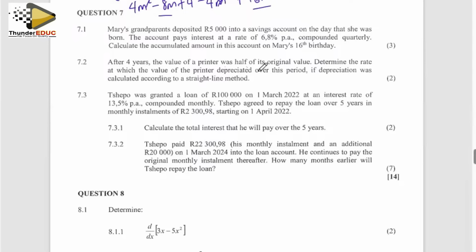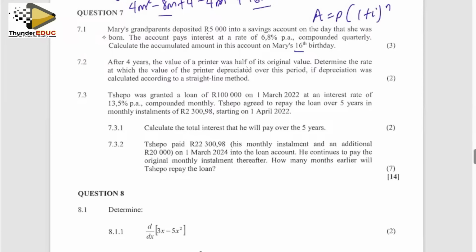Then 7.1, Mary's grandparents deposited 5,000 into a savings account on the day she was born. Mary is lucky, né? The account pays interest at a rate of 6.8% per annum compounded quarterly. Calculate the accumulated amount in this account on this lucky kid's birthday. All right, so 16th birthday. All right, so what we're going to do, I'm going to say A is equal to P into 1 plus i to the exponent of n.